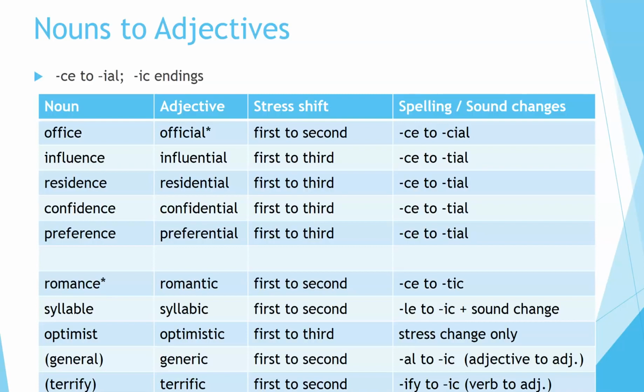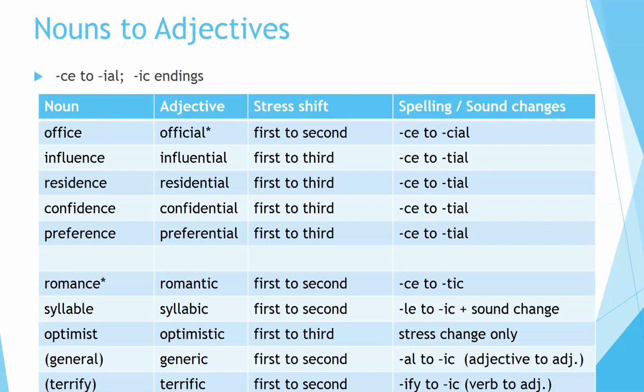Residence, residential. First syllable to third syllable. CE to TIAL. Confidence, confidential. First syllable to third syllable, stress shift. Preference, preferential. Stress shift, first to third syllable, CE to TIAL.